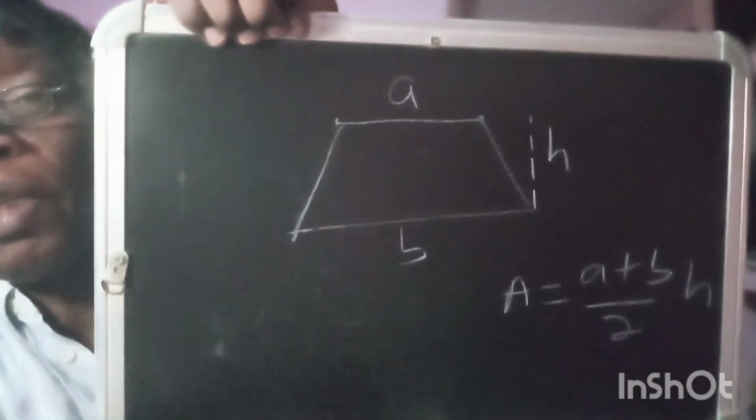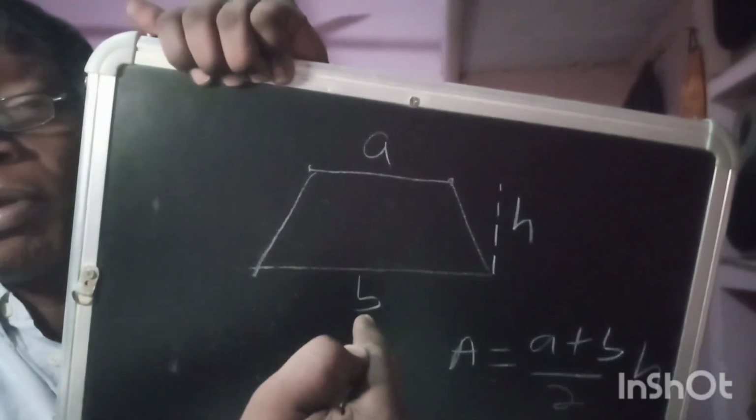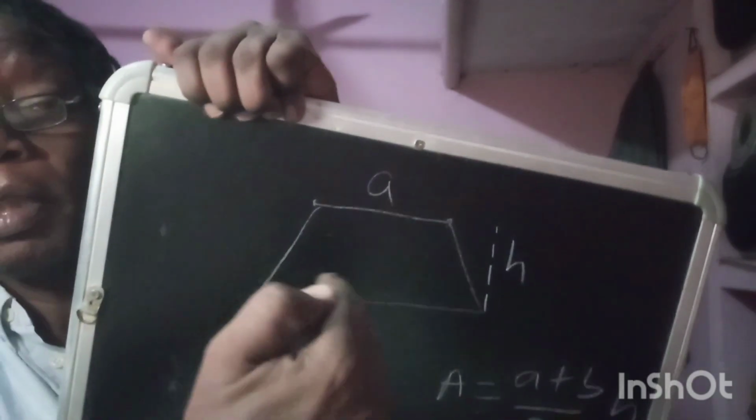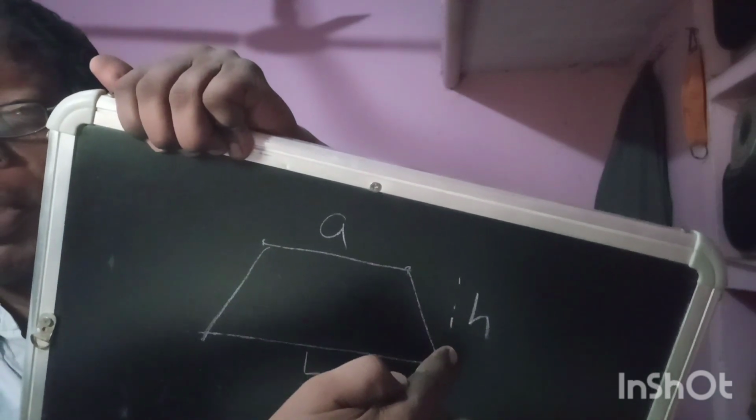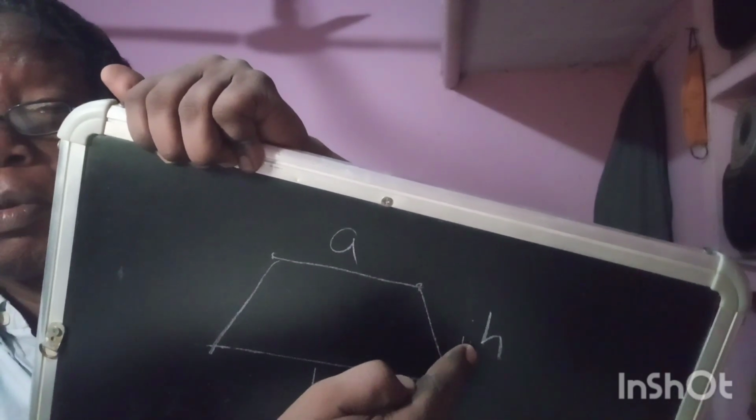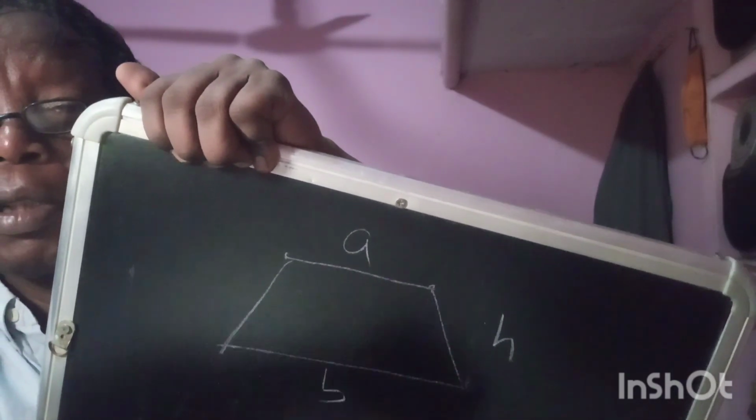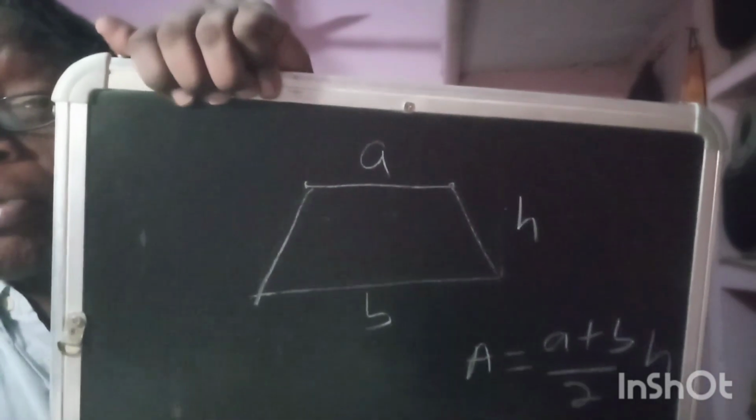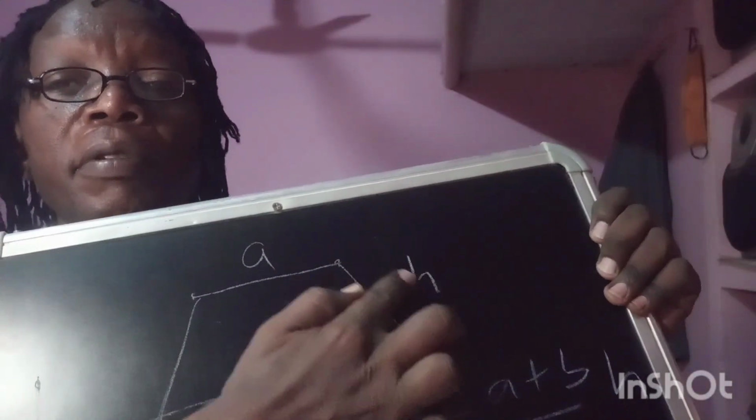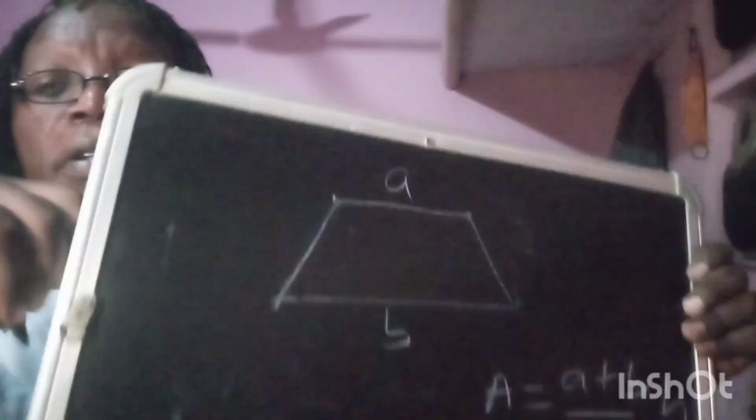Okay, so with that definition, this is what the trapezoid looks like. Here is the top and the bottom. They are called bases, and there's this side and this side. I'm trying to show you the heights. Okay, this is the way the trapezoid looks. Just forget the rest for now.